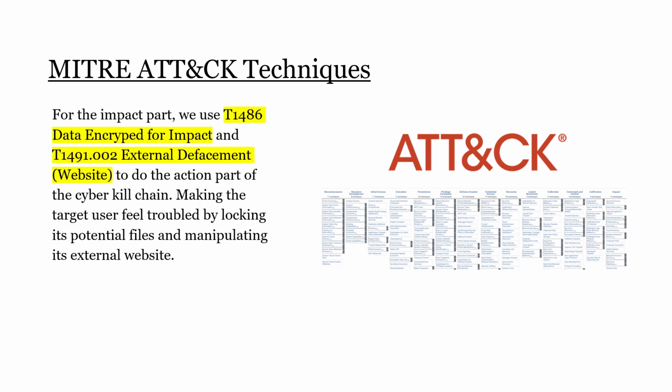And finally, we move to the impact stage of the attack. We apply T1486, data encrypted for impact, by encrypting important files on the system. And we also use T1491.002, external defacement, to modify the victim website, making the attack clearly visible to the target user. And next, let's talk about the environment setup for this project.